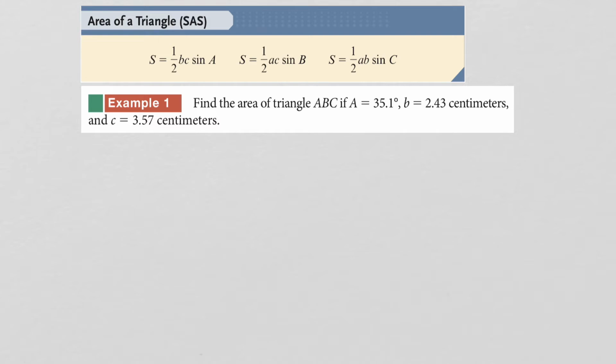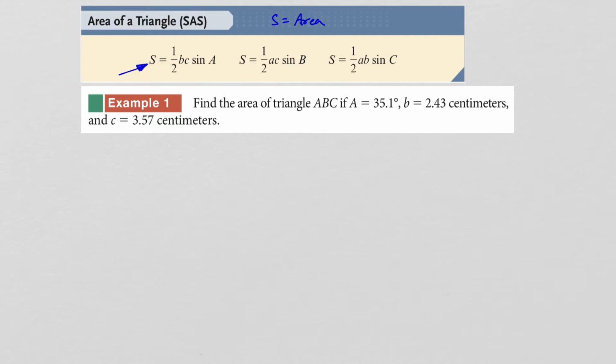Now, another thing to notice about the area of the triangle is you'll notice that they let the letter S represent the area. Now, the reason they do that is because typically, we use the letter A to represent the area, but the reason they use S to represent the area is because in the triangle we have angle A. So they don't want to call the area A because that could be confusing.